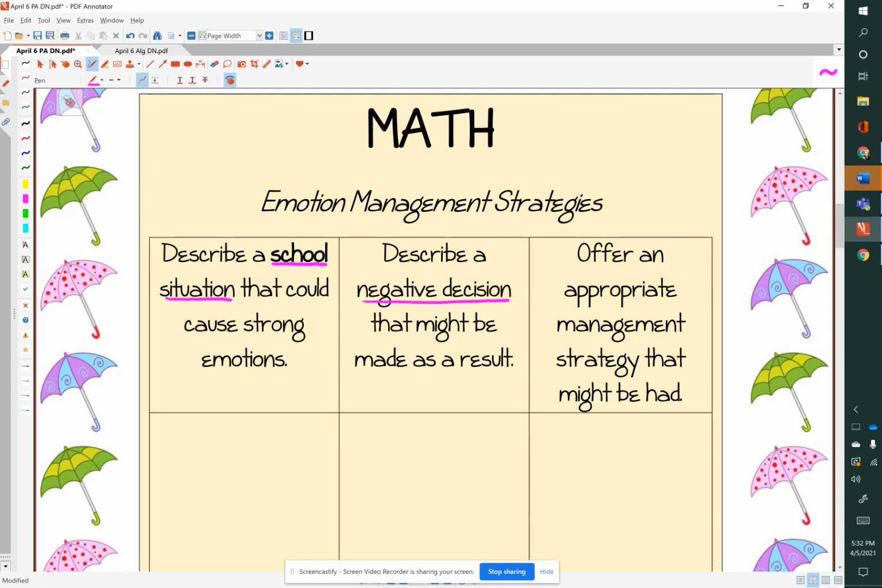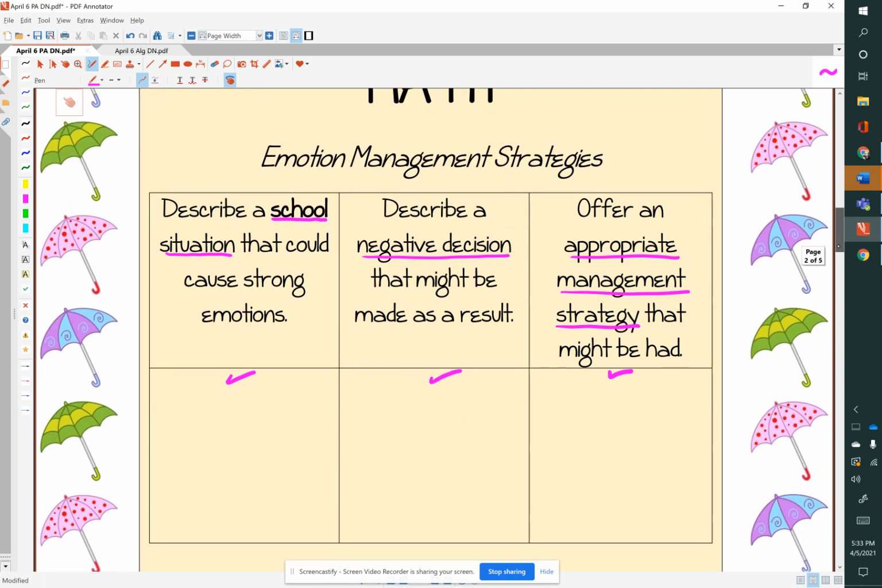Now, after you've described that, so the first box, you're going to describe the school situation. Then, and it doesn't have to be real, you can kind of make it up, or you might have a real situation you want to work through in your head, and that's awesome. So in the second box, you describe the negative decision. And then in the third box, I want you to rethink that and offer an appropriate management strategy that might be had for that decision. So take a few minutes and work on the chart.